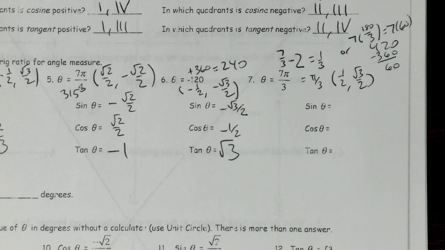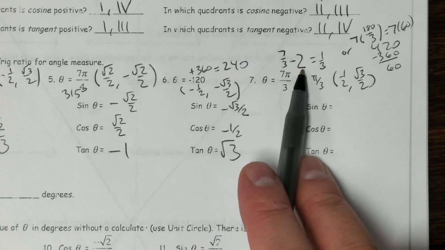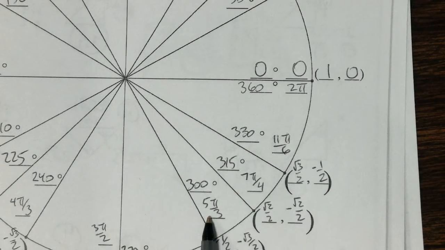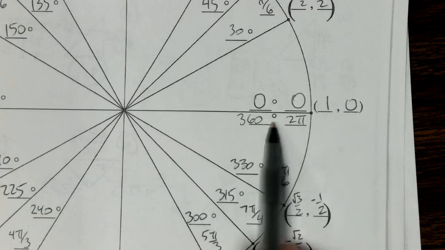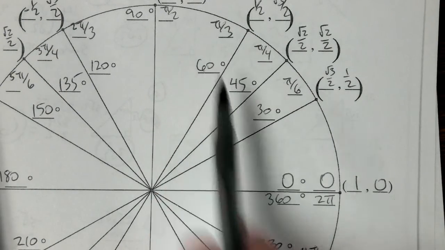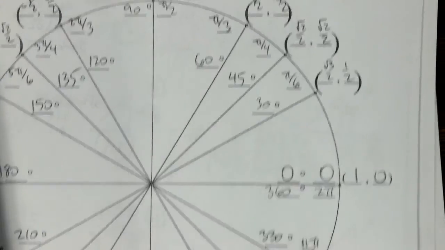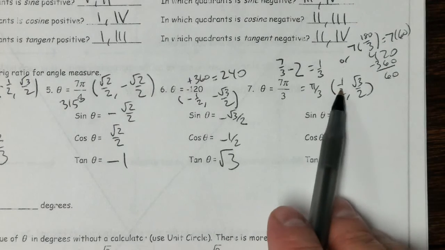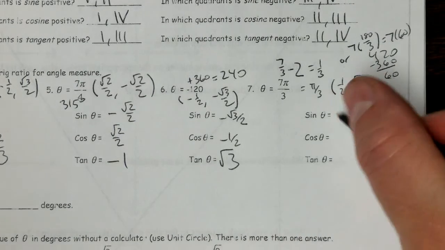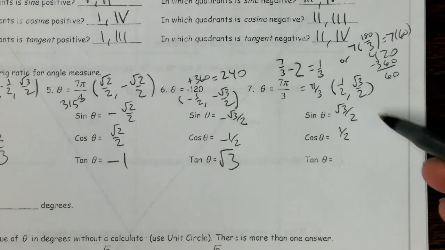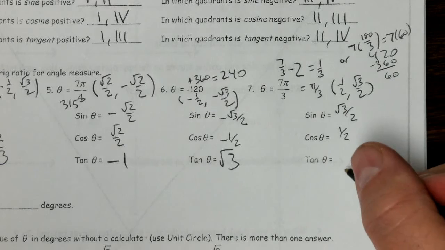So either approach, whether you want to just subtract 2 because 7 pi thirds is too big. See, it doesn't show up on here. 5 pi thirds is there. 6 pi thirds would be where 2 pi is. And then 7 pi thirds would be here, looping around like that. So once you have your ordered pair, then sine would be square root of 3 over 2. Cosine is 1/2, and tangent, your 2's cancel and you just get square root of 3.